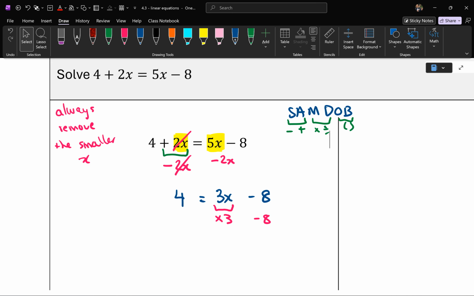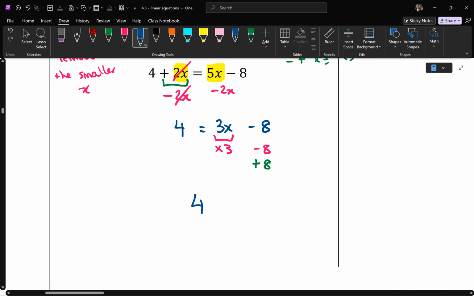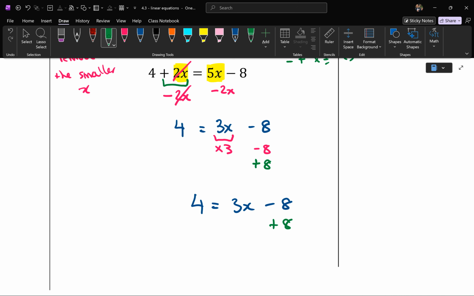Yeah? All right, so Katie's correct. Minus 8, that's subtraction, addition. Opposite of minus is add. So instead of minusing 8, we add 8. So here's my equation. 4 equals 3x minus 8. Get rid of the minus 8 by adding 8 on one side. Therefore, you add 8 on the left. Here we go. 4 plus 8 gives me 12. 3x is left over because negative 8 plus 8 cancels out. What's the next step?